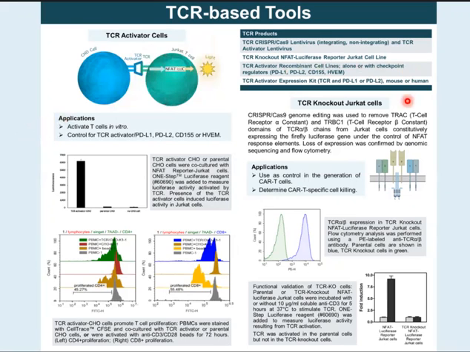On the other hand, the TCR knockout Jurkat T cells have lost the expression of the main alpha and beta subunits of TCR. This was confirmed by flow cytometry. So in this experiment, the parental cells are shown in purple and they do express TCR, whereas the knockout cells are shown in green and have lost TCR expression. These cells can be used as control, for example, when generating CAR T cells, or they can be used to determine specific T cell cytotoxicity in co-culture experiments.